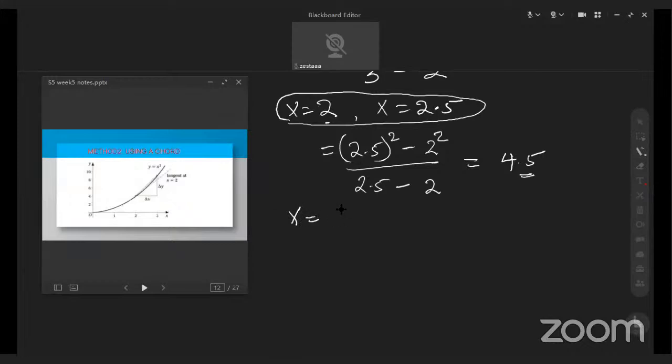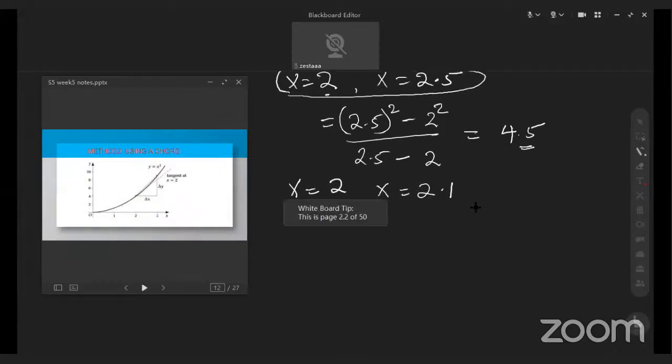If our x is, let's try to adjust our x. If we maintain 2, we are moving from 2 up to 2.1. From 2 up to 2.1. What shall we get? Rita's hand was up. Okay, yes, Emerald. So we'll have 2.1 squared minus 2 squared, out of 2.1 minus 2. So what shall we get here?